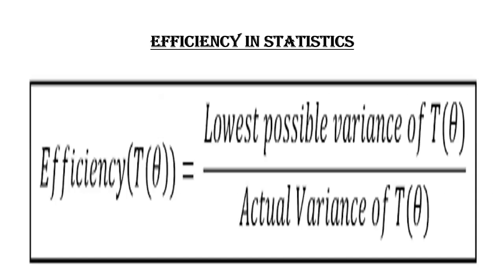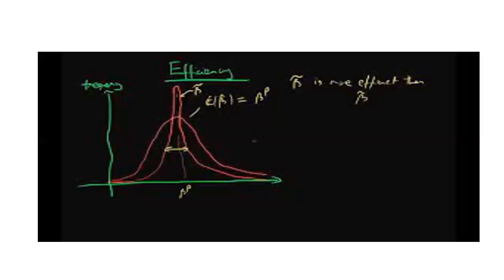Then the efficiency of an estimator in statistics we define as the lowest possible variance of T of theta over the actual variance of T of theta. If we see a rough sketch on the normal curve, we have beta hat and beta tilde, and the one with less variance is the more efficient estimator.